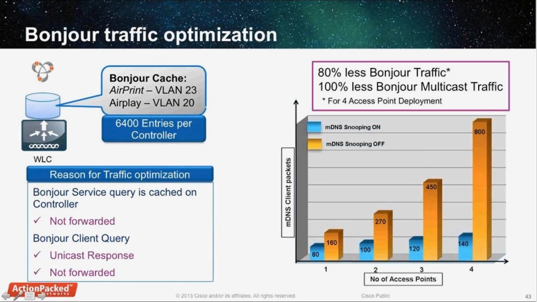Now we did a customer survey some time back, and we realized that the customer was using 500,000 packets per hour of just Bonjour. And the issue with Bonjour is it's sent at the lowest data rate, so it actually brings the performance of the entire network down. By enabling Bonjour Gateway, you get 80% less Bonjour traffic and 100% less Bonjour multicast traffic on your network. And this is just with 4 access points. So as you increase the access points, you can get almost 90 or 95% less Bonjour traffic on your network just by enabling this feature.